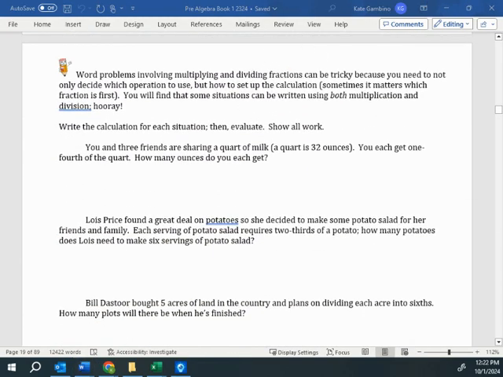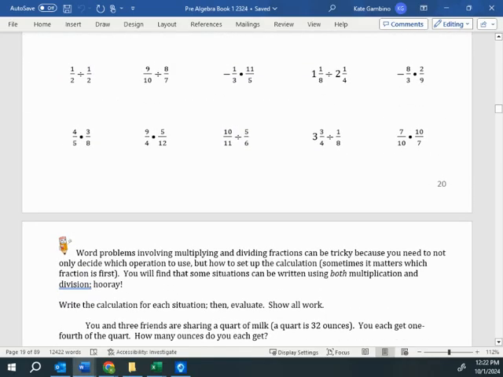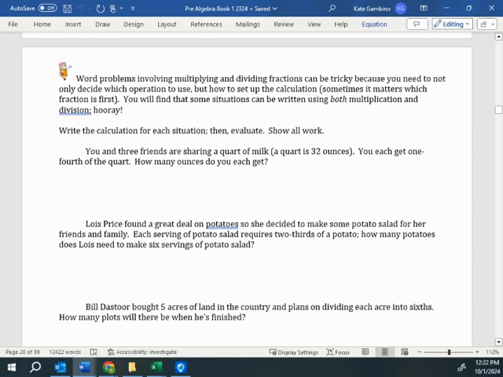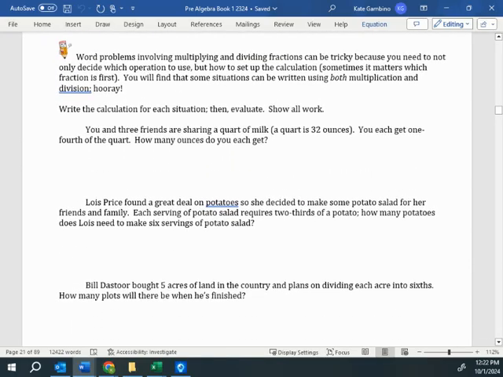I suppose I should ask. We remember how to make it into an improper fraction? Multiply the denominator by the whole number, add the numerator. I think we covered that already. All right, second page is word problems.